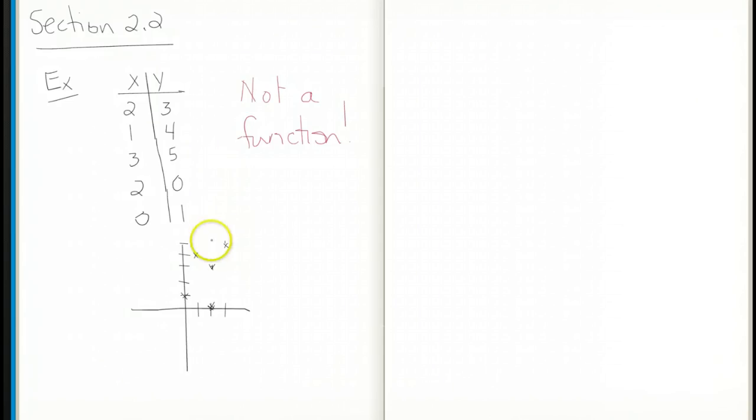It's not a function, but notice something here. For what reason was it not a function? Remember, it was not a function because 2 went to 3 and 2 went to 0, so that's bad. That made it not a function.